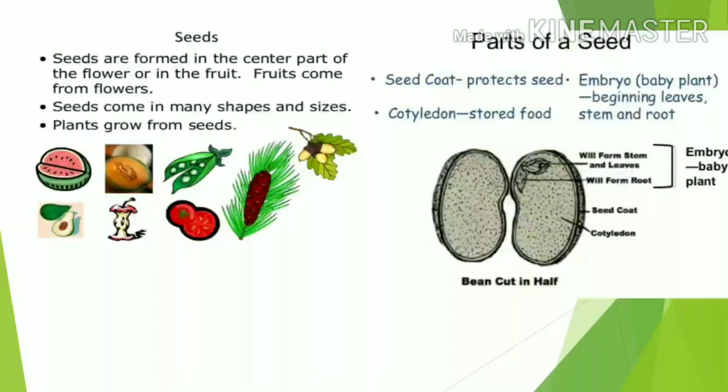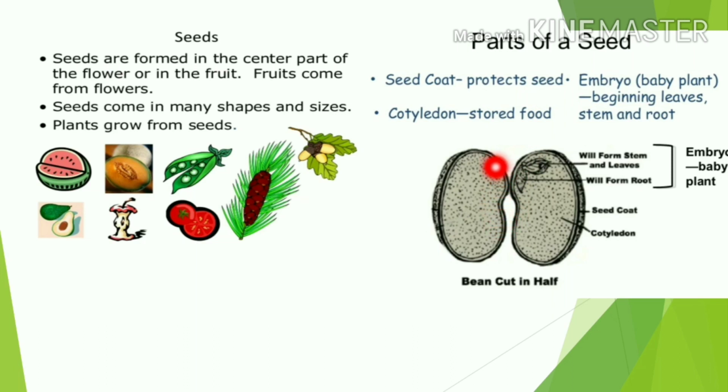Next one is the seed. Seeds are formed in the center part of the flower or in the fruit. We have already learned, fruits come from the flowers. Seeds come in many shapes and sizes. Plants grow from the seeds. Now look at this one. This is a bean. Okay, bean cut in half. So this outer portion of the bean is known as the seed coat. Okay, the outer cover. Seed coat actually protects the seed.